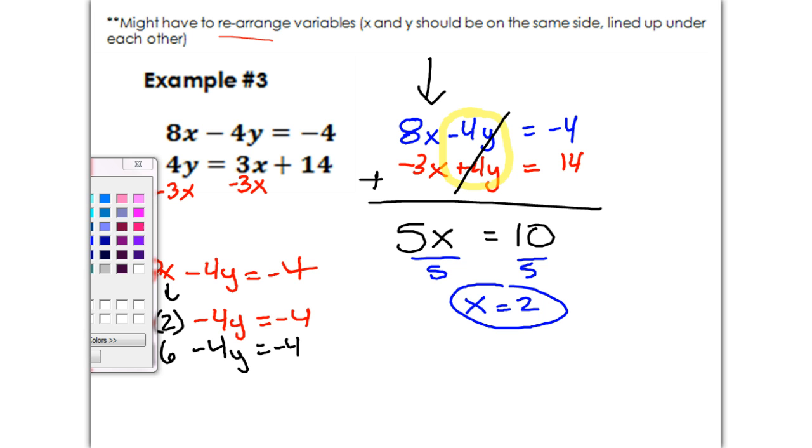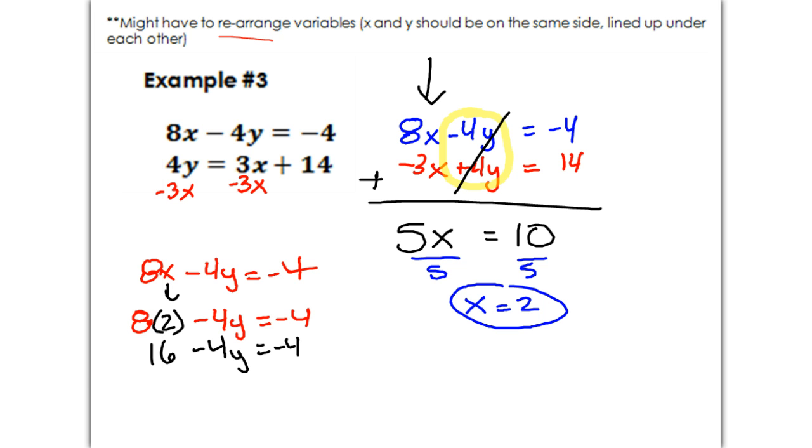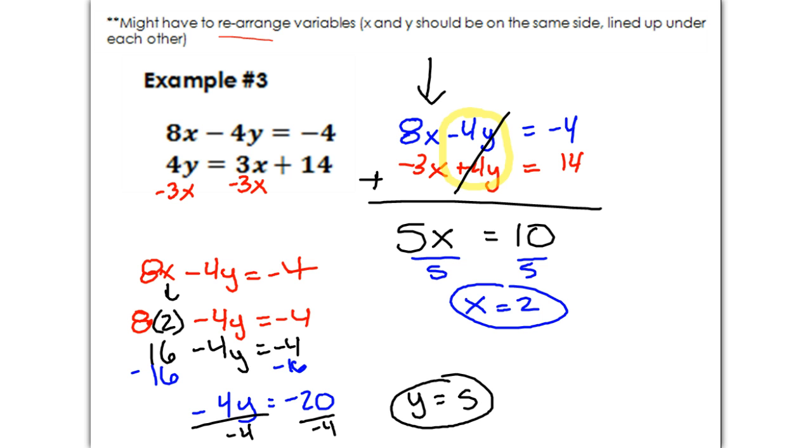And just keep in mind, watch out for negative signs and things like that here. We'll subtract 16 from both sides. Watch the negative signs here. -4y, bring down that negative, equals -20. And we'll divide both sides by -4. And that gives us y equals +5. So our solution to this system is the point 2, 5.